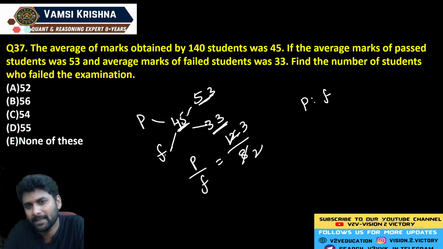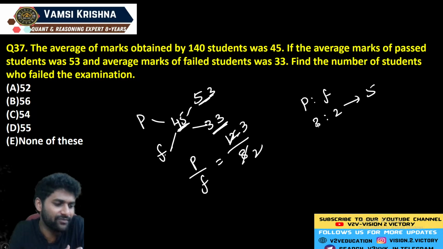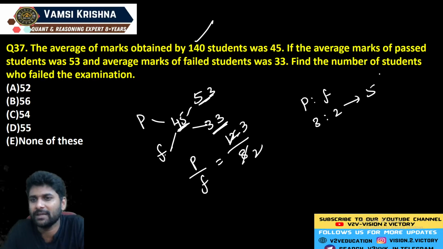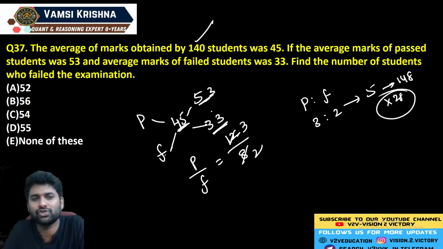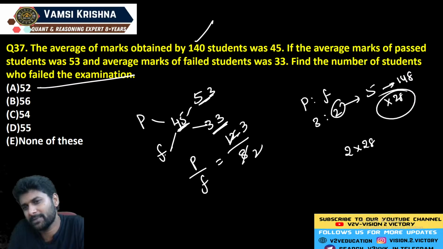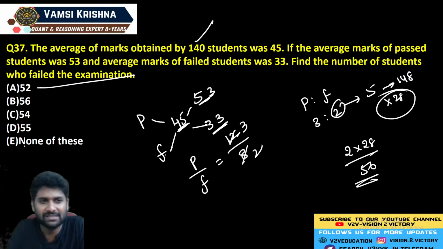It means, see, if total number of students are 5, 3 students are passed, 2 students are failed. How many students we have? 140. 5 becomes 140, each number is multiplied by 28. Now the question, find the number of students who failed the examination. So 2 multiplied by 28 is exactly equal to 56.